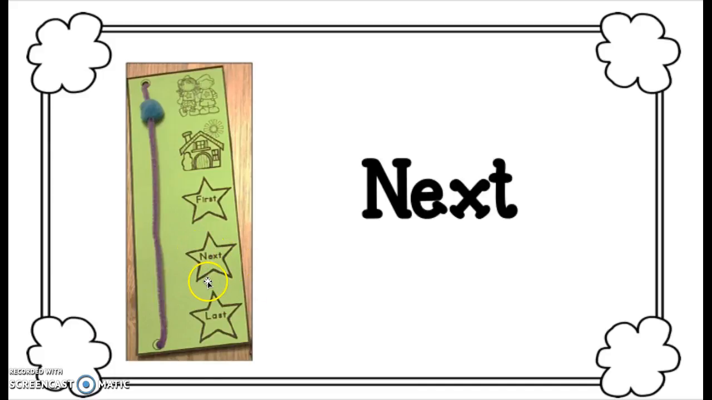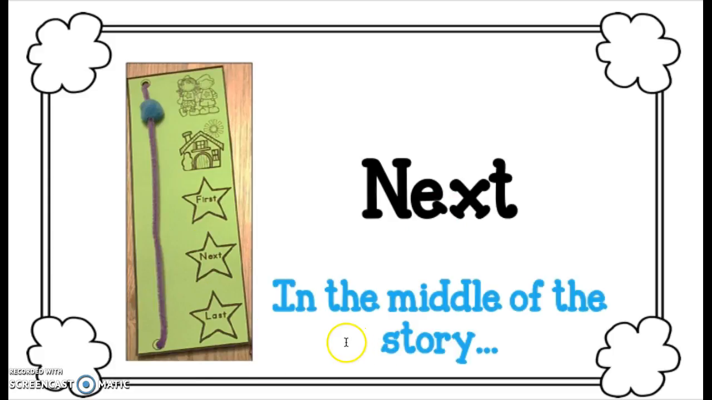The second star says next. What happened next in the story? You might start out in the middle of the story or next and explain what happened to the characters. What were they up to? Pause the video while you go ahead and think about that part of the story.